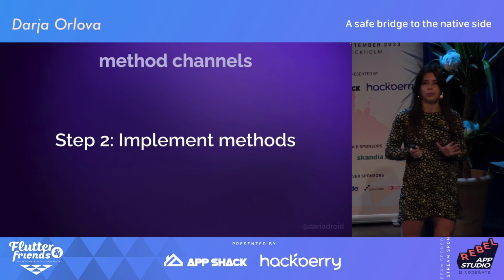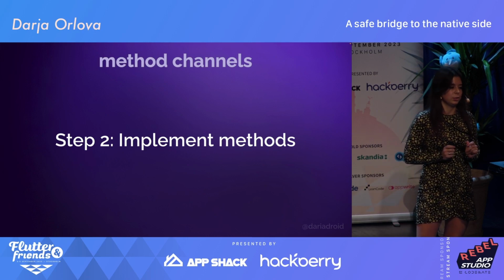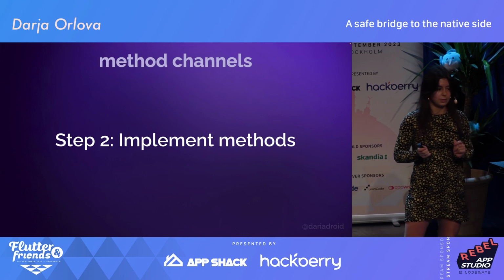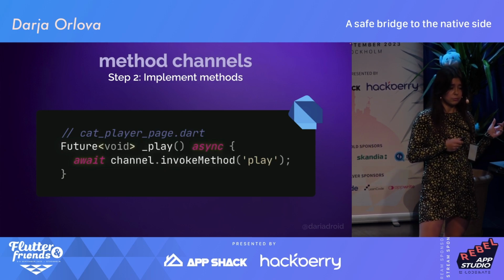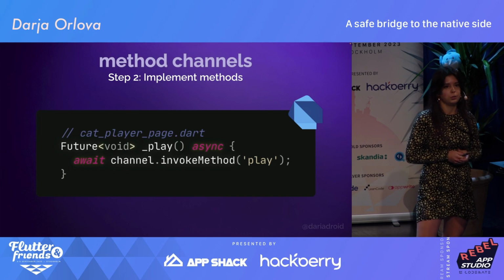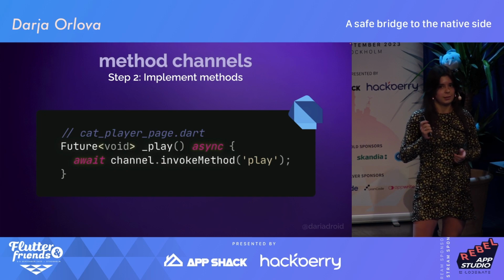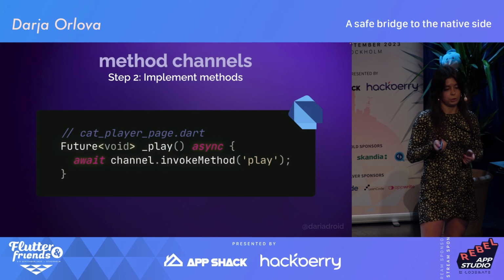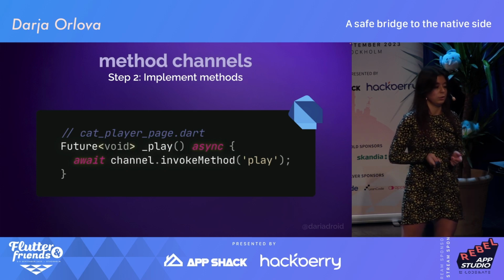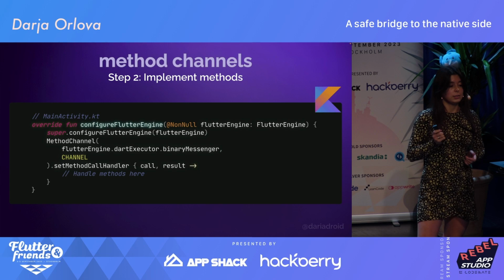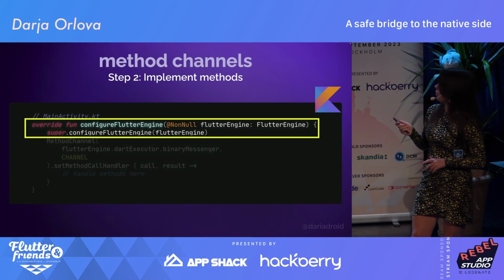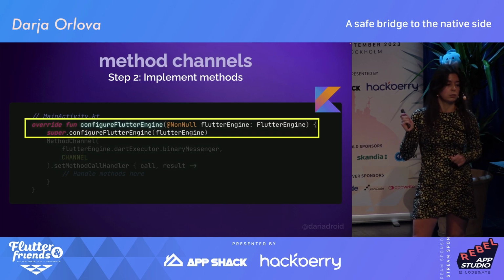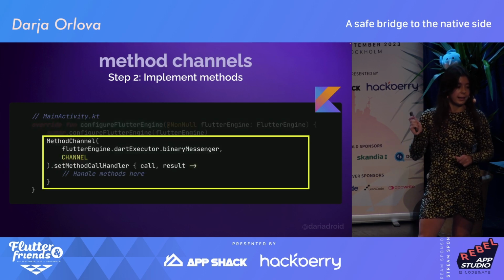But let's say we figured that part out and we managed to spell the channel names correctly and we want to implement some methods. We would do it the following way. We have our channel field, and we call the function called invokeMethod and pass, again, a string, which is the name of the function that we're going to call on the native side. And in order to get those calls on the native side, we need to override the method called configureFlutterEngine on MainActivity. And then we need to set up the method call handler for our method channel.